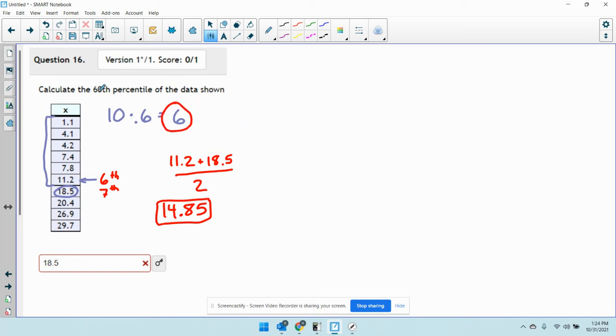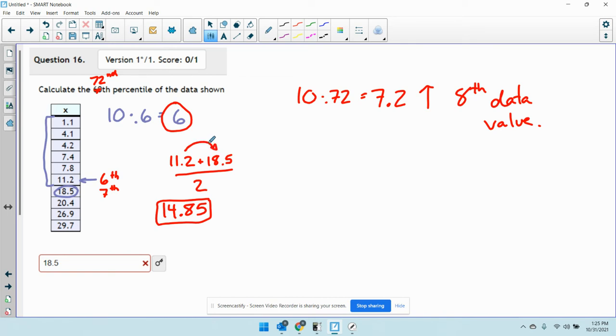Now, that's what you do when you're given a whole number locator. Let's say I wanted you to find the 72nd percentile. Well, you would multiply 10 times 72%, and you would get 7.2. Whenever you have a decimal locator, you're always just going to round that up to the next number. So this would be the 8th data value. But in this particular case, with a whole number, you're going to average that one and the next one.